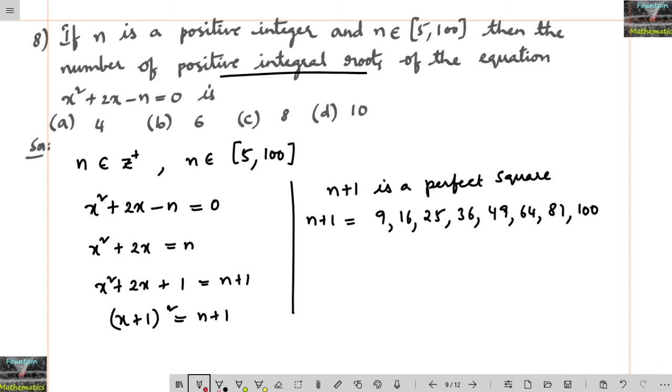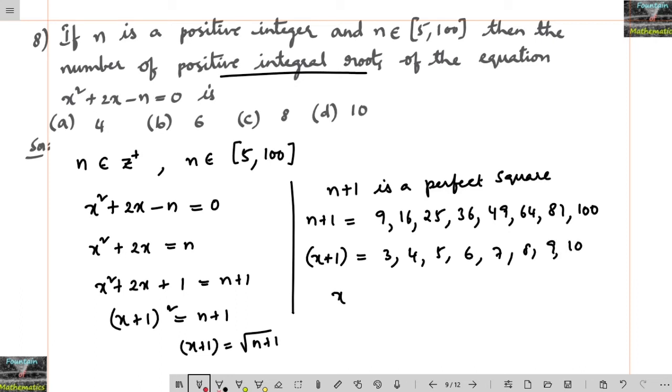As n plus 1 is equal to 9, what is x plus 1? x plus 1 is nothing but the square root of n plus 1. So the square root of 9 is 3, then 4, 5, 6, 7, 8, 9, 10. Then what are the possible values of x? One more thing: when you take the square root you get plus or minus, so plus or minus 3, plus or minus 4, plus or minus 5, plus or minus 6, plus or minus 7, plus or minus 8, plus or minus 9, plus or minus 10.